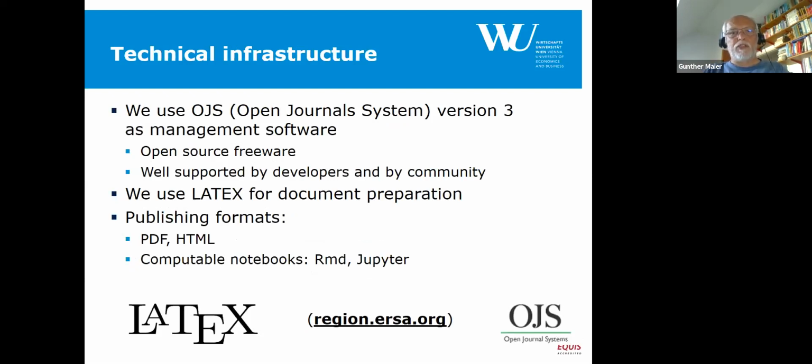As far as the technical infrastructure is concerned, we use Open Journal Systems version 3, which is a management software. This is open source software. It's very well supported by the developers and also by a wide community. For document preparation, we use LaTeX, and the publishing formats we use is for every article, we publish a PDF version and an HTML version. We also publish, when this makes sense, computable notebooks, and so far we published them in RMD, that's an R-based document description format, or in Jupyter.